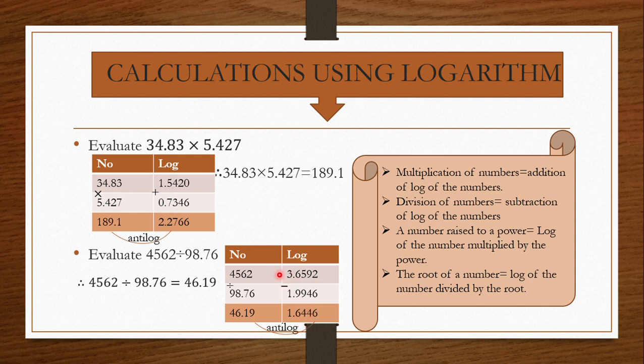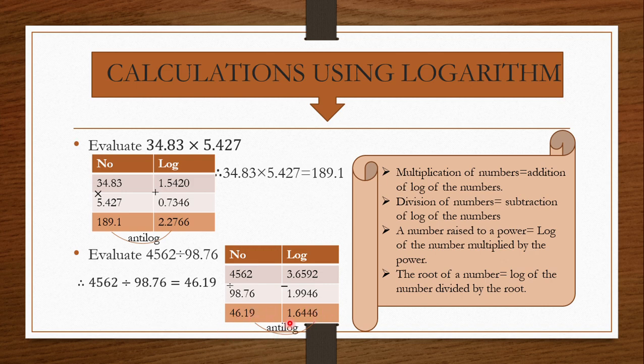Then borrow 1 from here, that will be 2. Here, we'll make it 15. 15 minus 9 is what? 6. Then 2 minus 1 is what? 1. So 1.646. We have to find the antilog again to get the number. So that will be 64 under 4 difference 6, which should give us 4619.